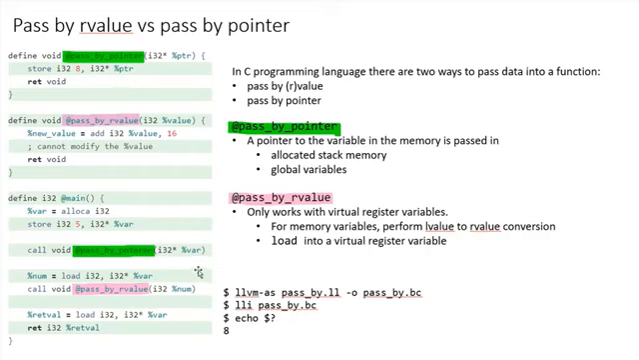Now, after that, I'm calling pass by R value function. This one only works with virtual register variables. So if you want to pass a variable in the memory by R value, you have to manually perform an L value to R value conversion by first loading that value into a virtual register variable and then passing that virtual register variable into the function. We can assign a new value, but we can't modify the original value, and we don't even have access to the memory location in the function anymore, since we passed a value and not a pointer in. So there's no way to change the original value, this var right here.